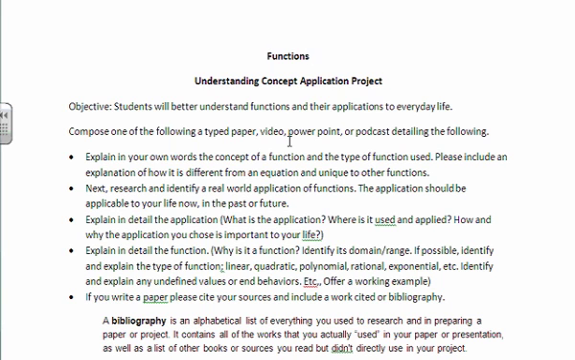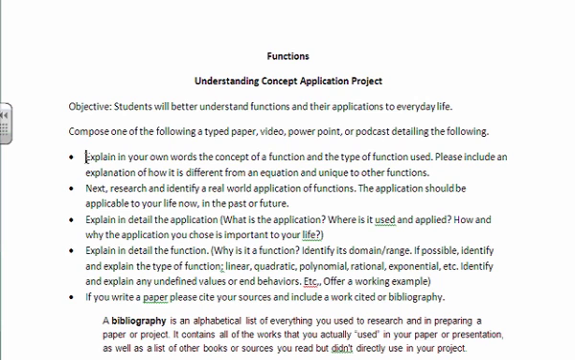First off, the goal of this project is so you can understand the concept and apply it a little better, and hopefully to everyday life. How are you going to do this project? Well, you can compose one of the following: a typed paper, a video, a PowerPoint, a podcast if you want to do that, and it has to include in detail the following.